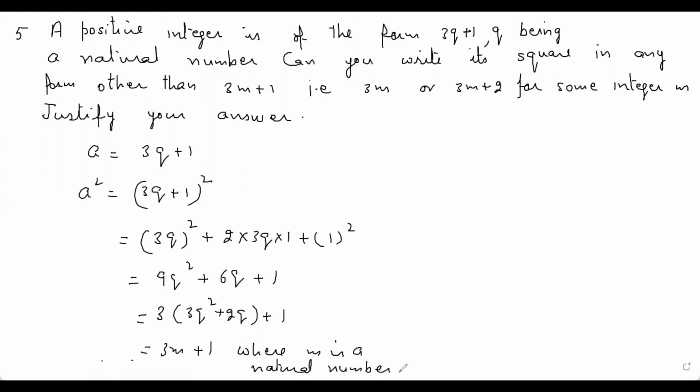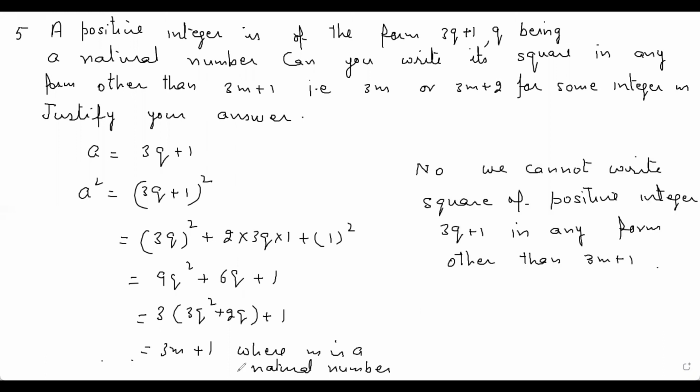So what we have seen, the square of a positive integer 3q plus 1 is of the form 3m plus 1. We can't write it in the form of 3m or 3m plus 2. When he says, can you write its square in any form other than 3m plus 1? No, we can't. So the answer is no. We cannot write the square of positive integer 3q plus 1 in any form other than 3m plus 1.